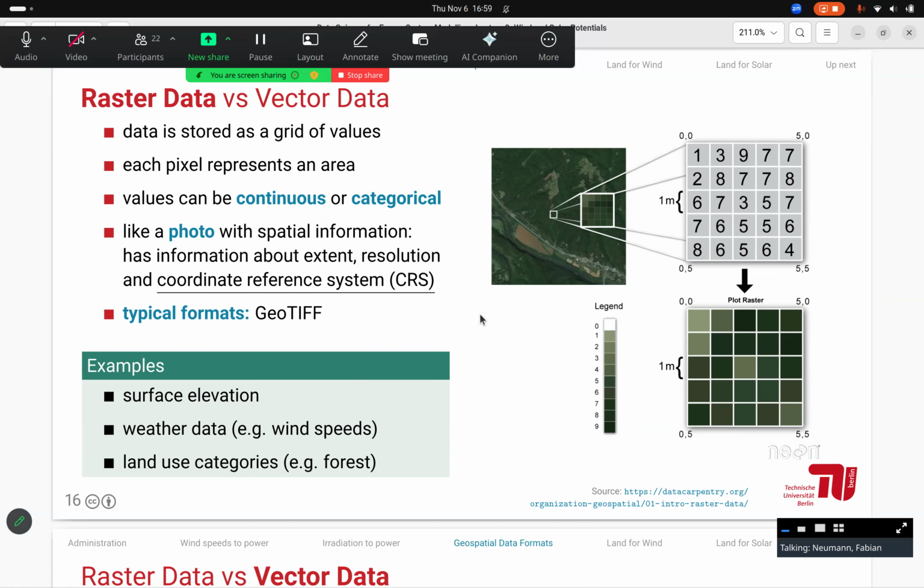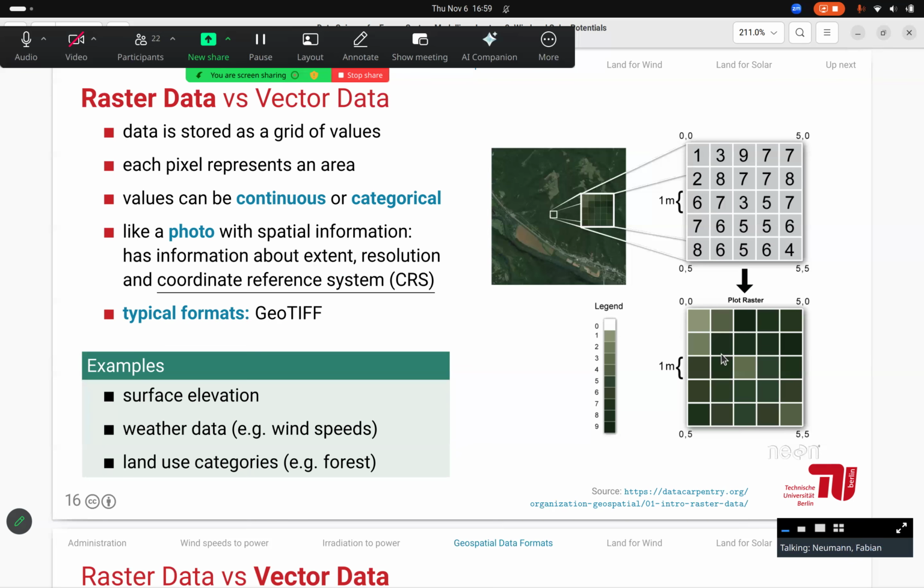You may have come across the TIFF format for pictures at some point. There's a GeoTIFF. The only difference is that in addition to the pixels, this file format also stores data about what particular area a particular pixel represents, so that you can map it to some coordinates on the globe.